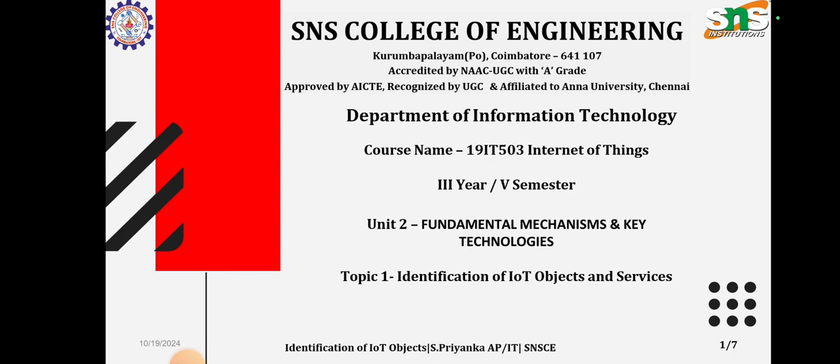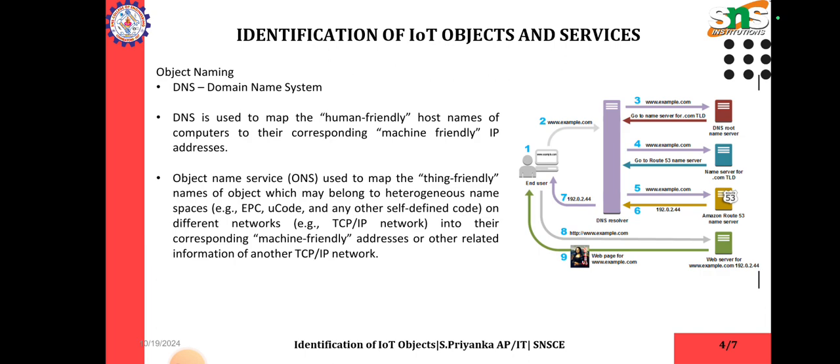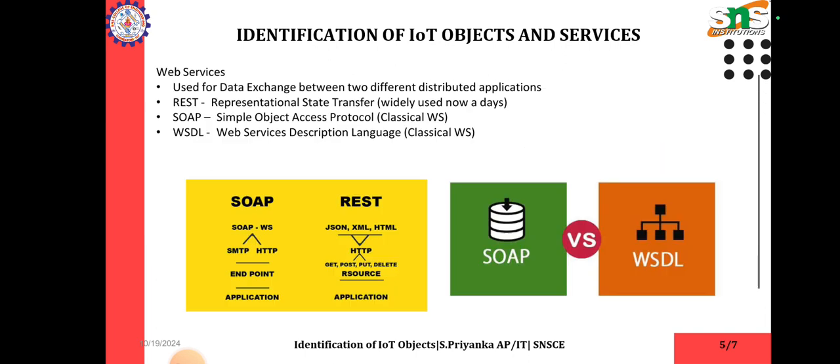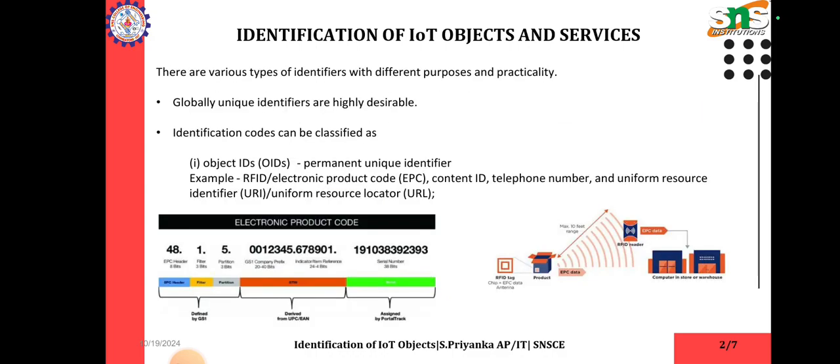Today in my lecture series, we are going to see in detail about identification of IoT objects and services. There are various types of identifiers which differ in purpose and practicality. Globally unique identifiers are highly desirable. Identification codes can be classified as object IDs, communication IDs, object naming, and web services. Let's see everything in detail.